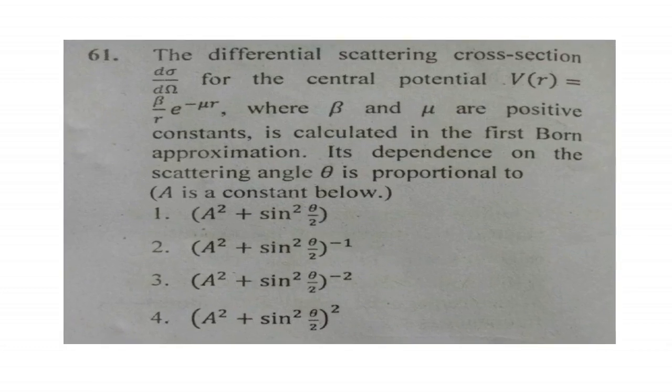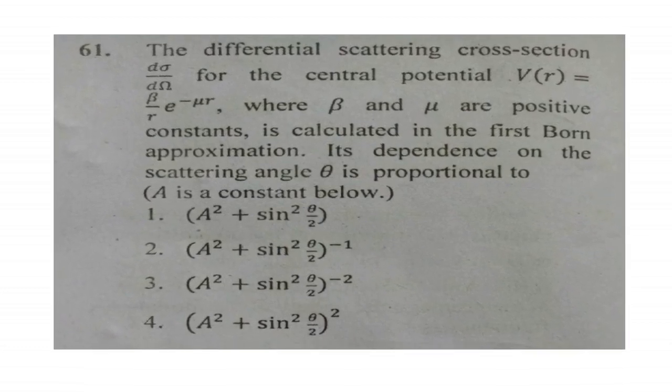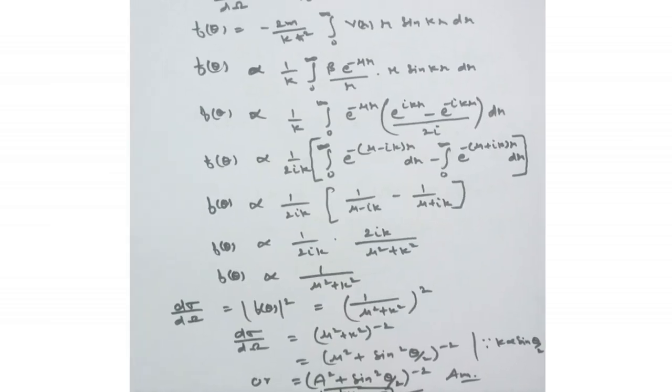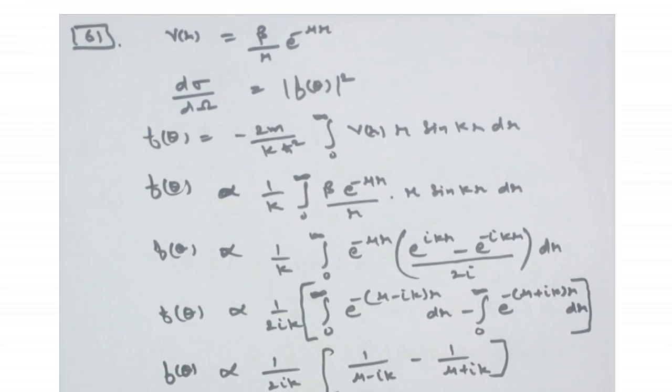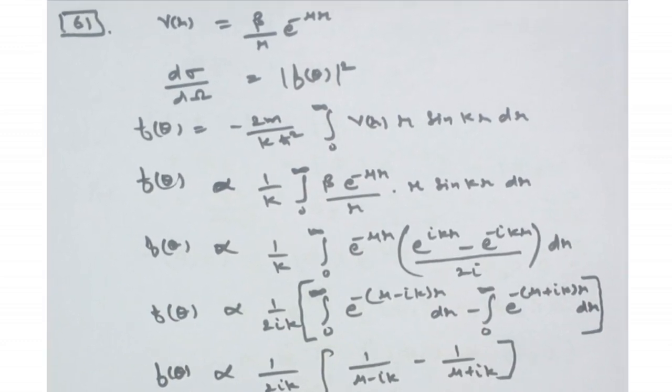So now the next question is: the differential scattering cross section for the central potential V(r) = beta upon r exponential minus mu r, where beta and mu are positive constants, is calculated in the first Born approximation. Its dependence on the scattering angle theta is proportional to... Now here the given value of potential is beta upon r exponential minus mu r. And here we have to find the differential scattering cross section, which is equal to |f(theta)| square.